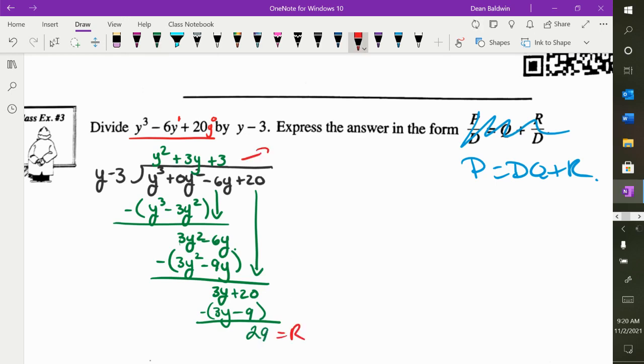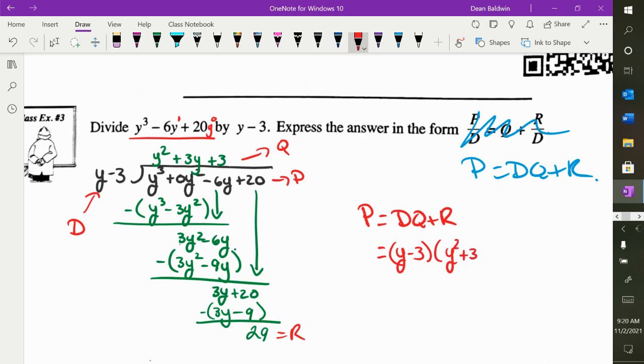There's your remainder. There's your quotient. There's your divisor. That's the polynomial p. So we write it as p is equal to dq plus r. Plus the remainder of 29.